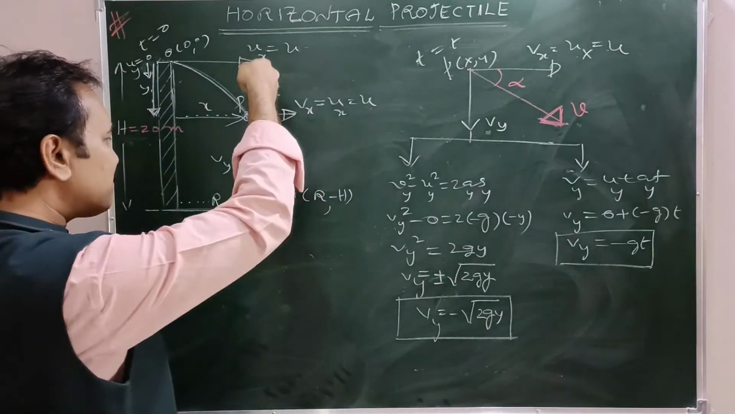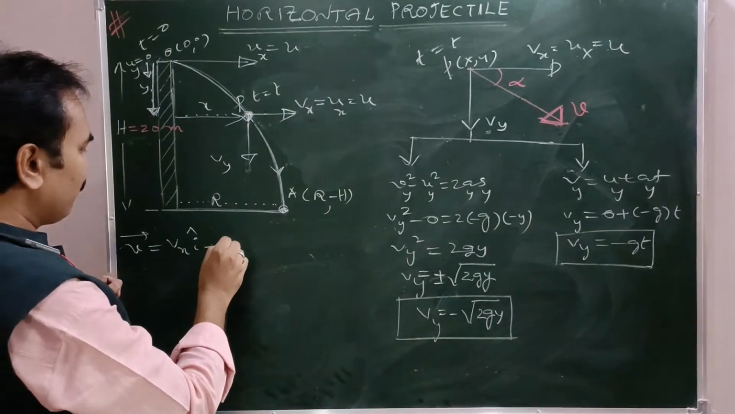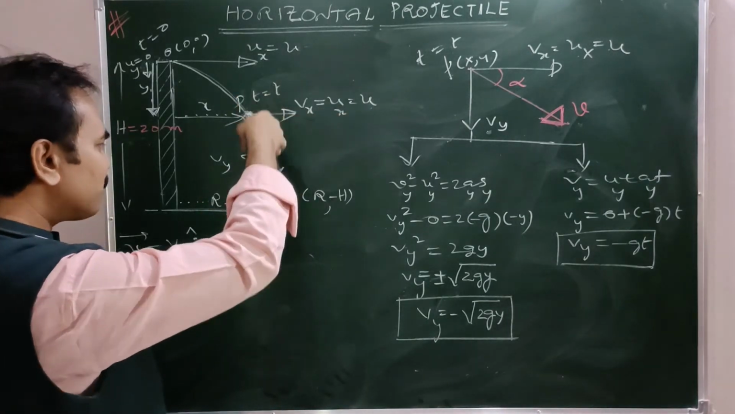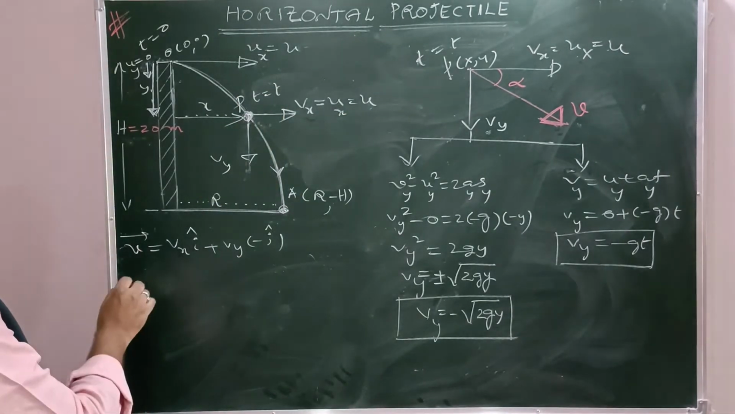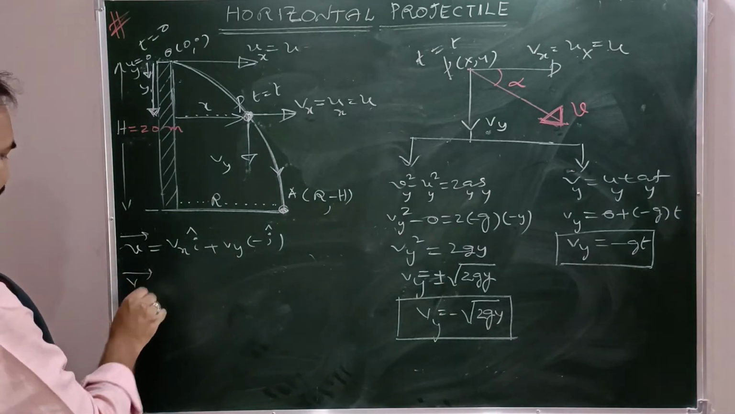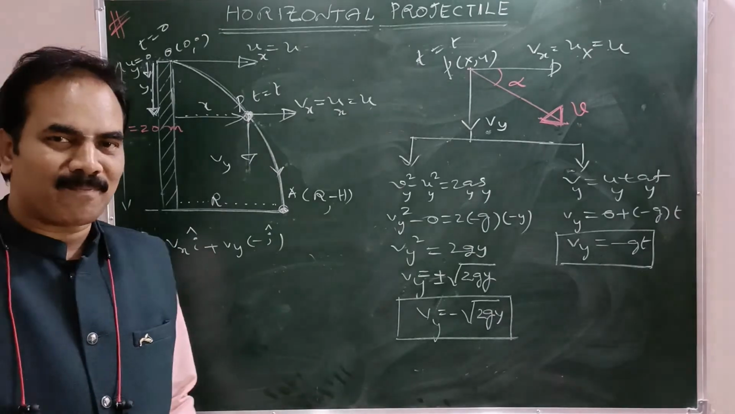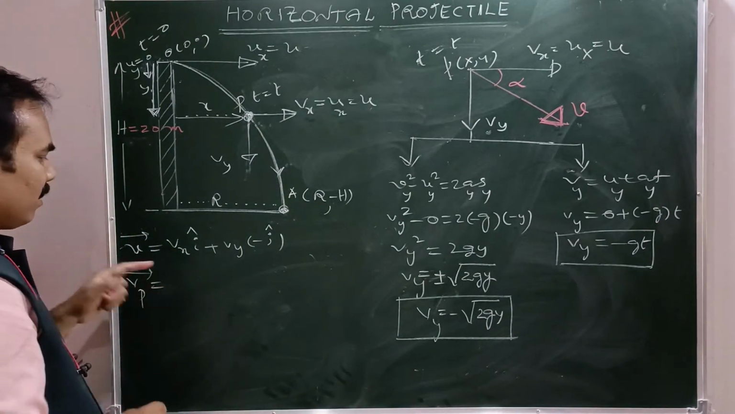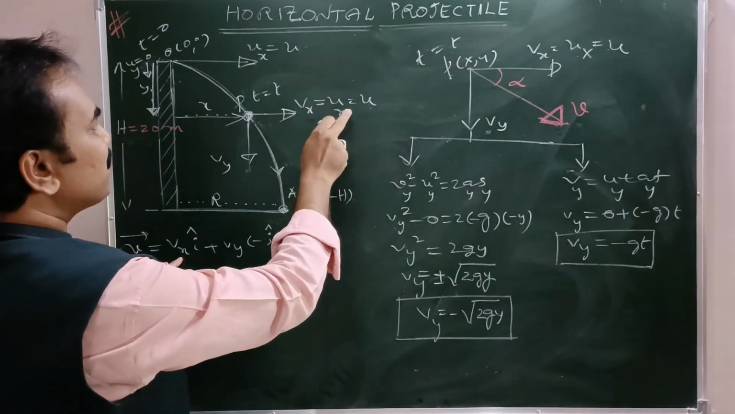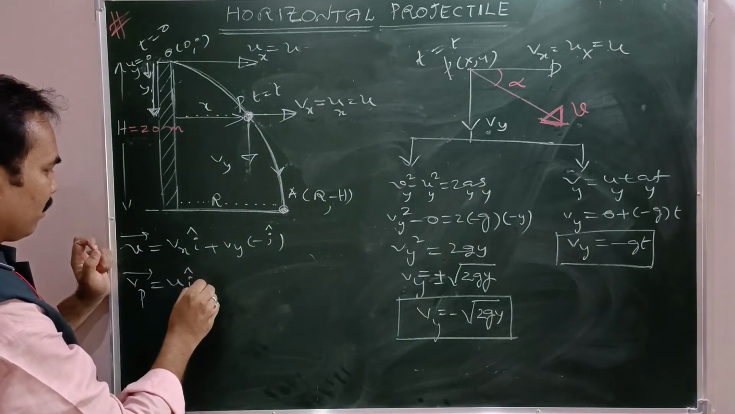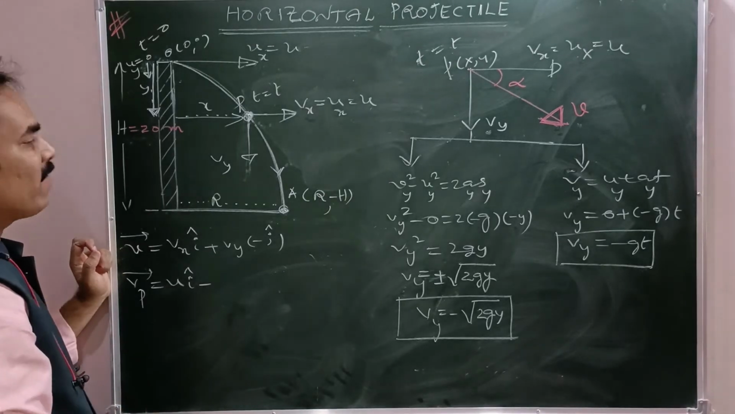Vx into i cap plus Vy into minus j cap. That is Vy into minus j cap. So V bar at P, the net or instantaneous velocity at point P, can be written as: Vx means Ux, that is U, the velocity of projection along the horizontal. U i plus or minus Vy.